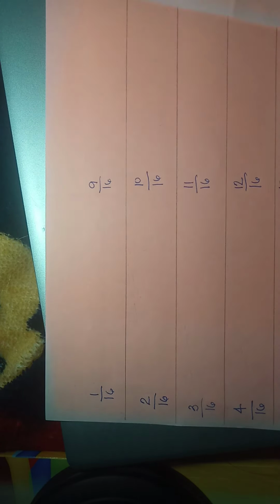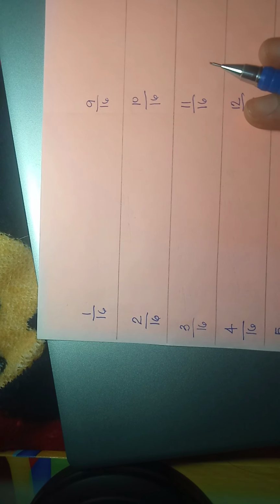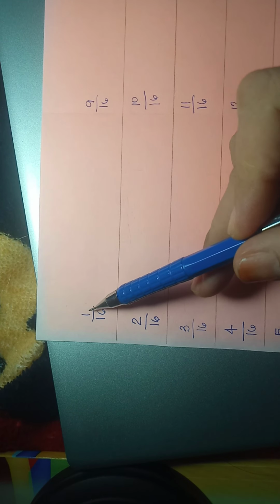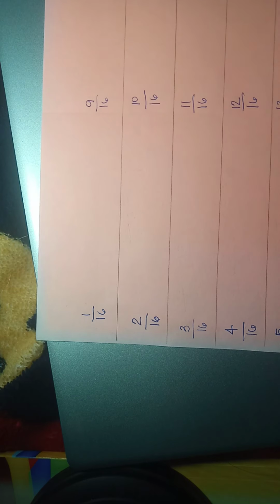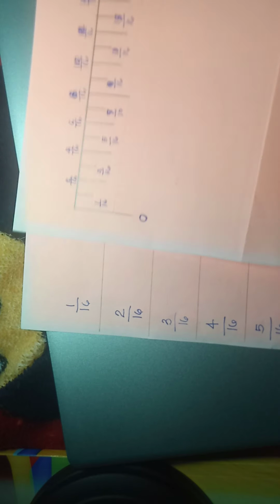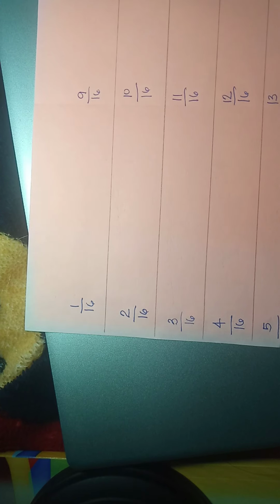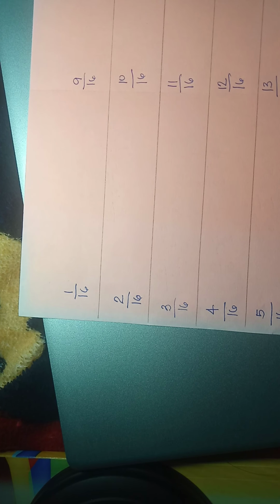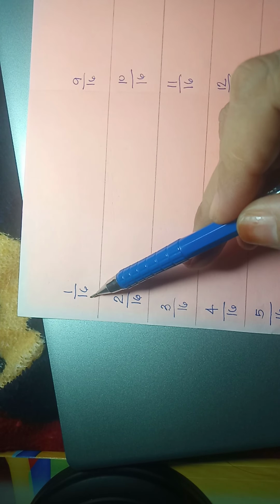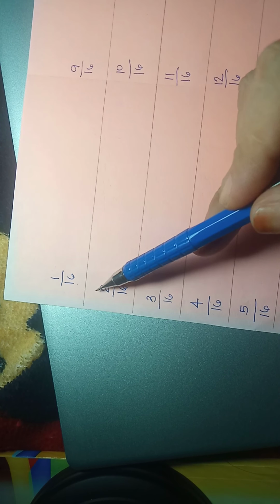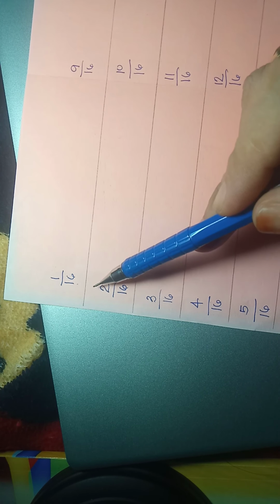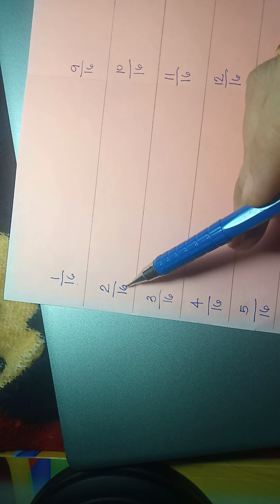So on another piece of paper, I have here the fractions which coincide with the numbers found on my enlarged ruler. So if we're going to recall fractions, we have our 1/16, then this is our 2/16. So 2/16 is a proper fraction.